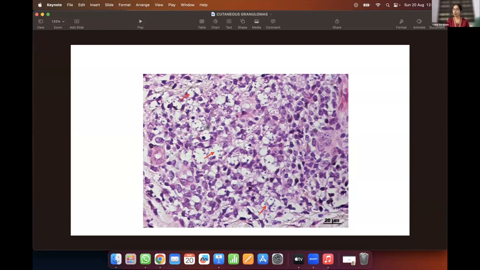Most of the times, we do not need a special stain to demonstrate this organism, but at times, we can use Giemsa if it is not clearly visible.